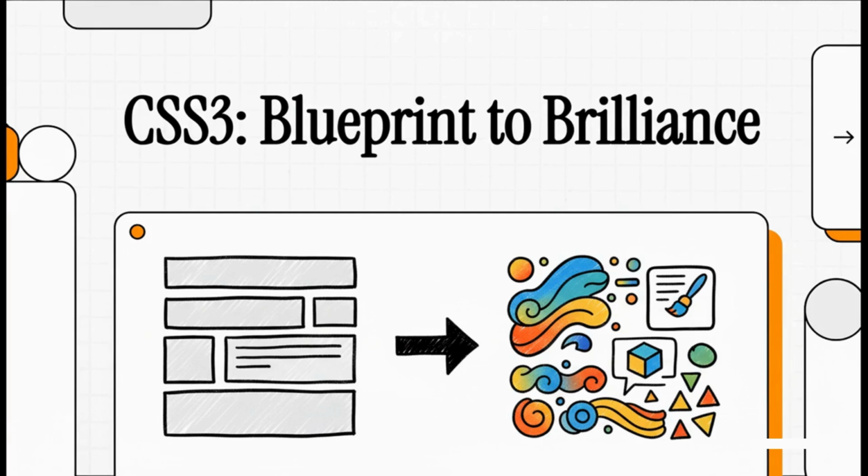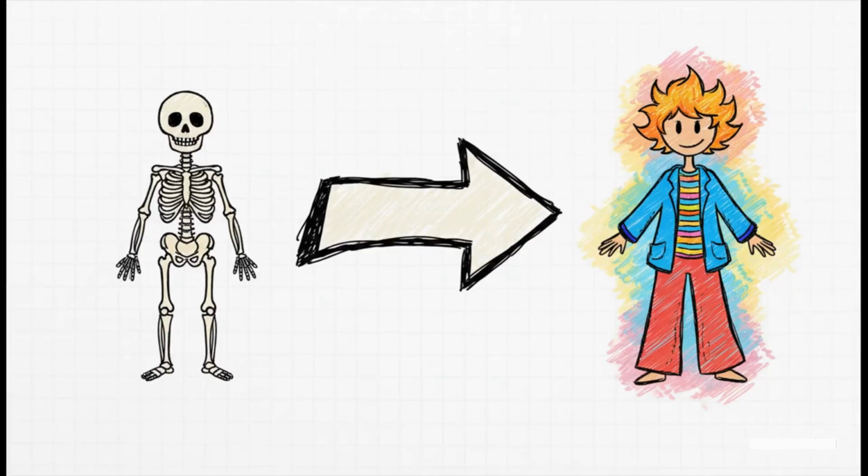We're about to dive into CSS3, which is the tool that takes that basic blueprint and turns it into something truly brilliant, something visually stunning. And this is seriously the best way to think about it. If HTML is the skeleton, the bones, the structure, then CSS is everything else. It's the skin, the clothes, the haircut. It's the personality. CSS, which stands for Cascading Style Sheets, is what lets you splash on color, pick cool fonts, and decide exactly how everything is laid out. It's not just styling, it's literally the language of web design.